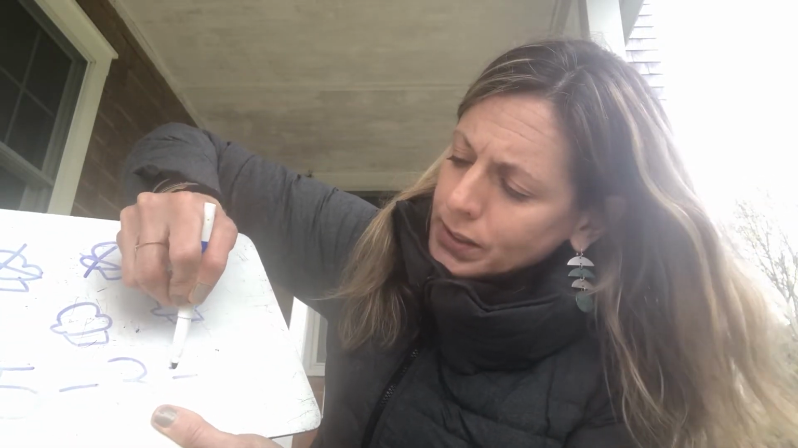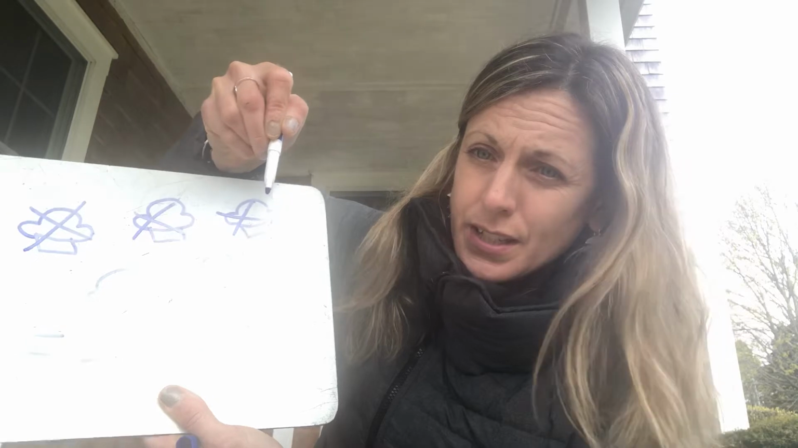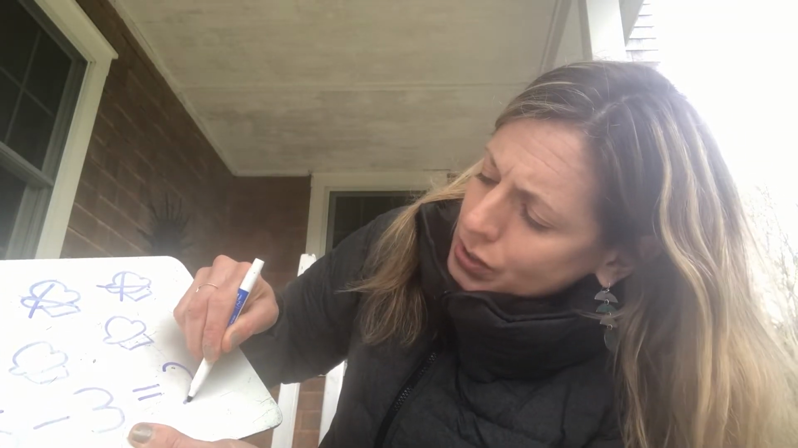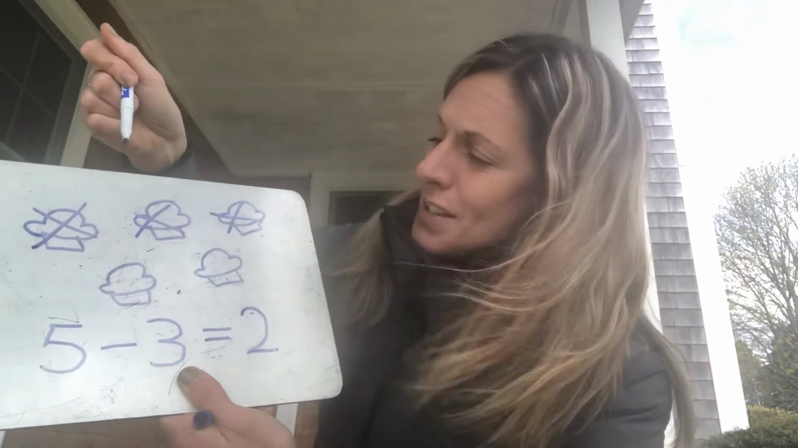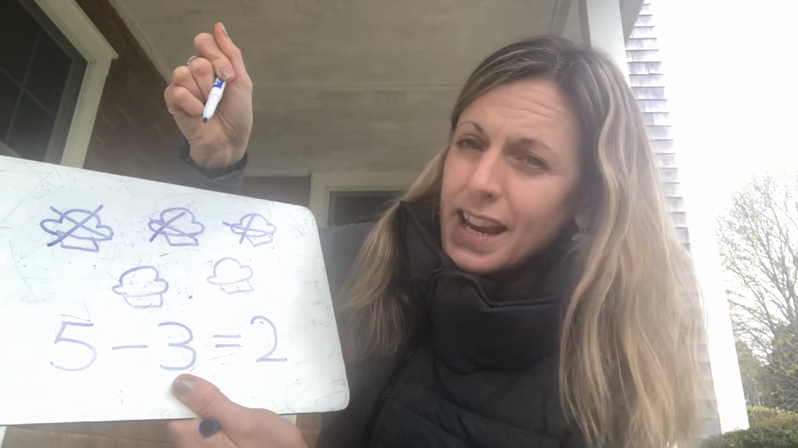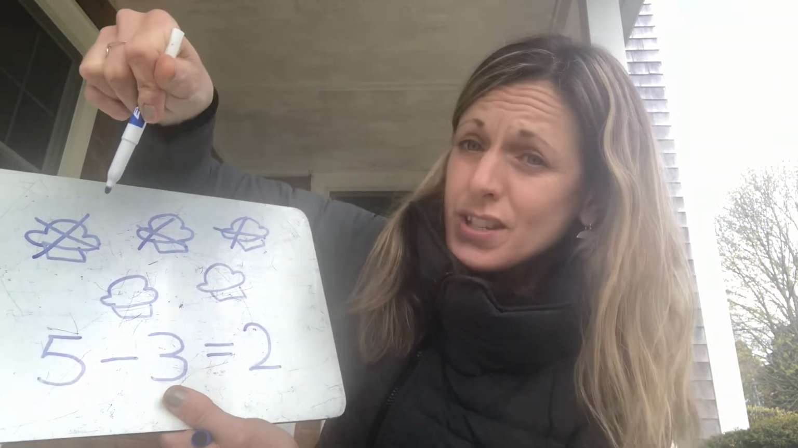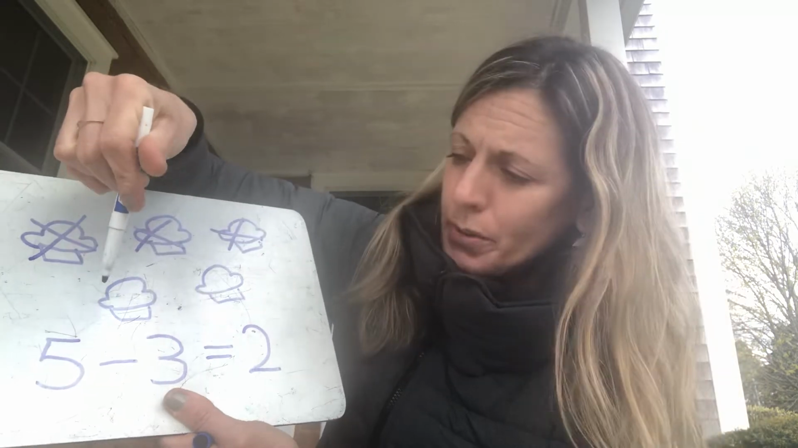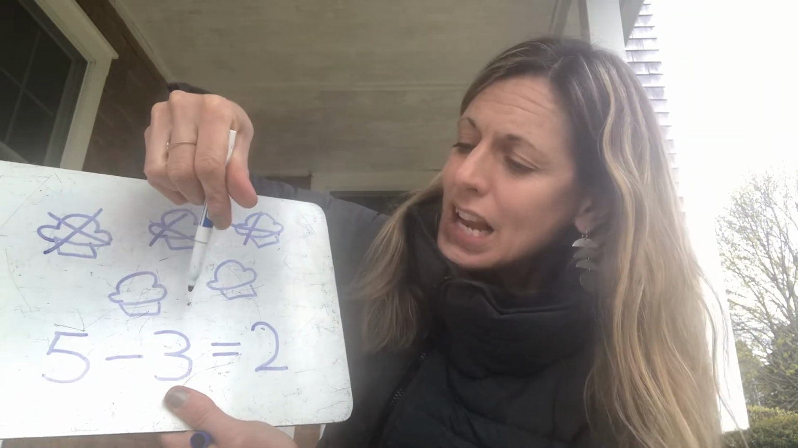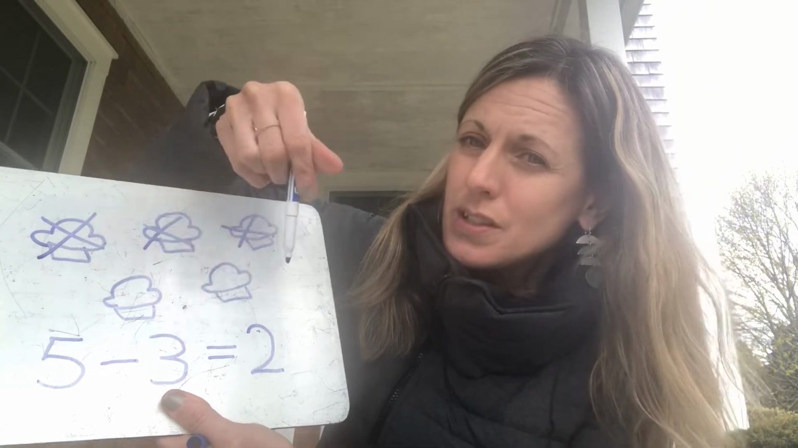So we do our equals. And how many were left, friends? 2. Around and back on a railroad track. 2, 2, 2. Nice work. So we just did a number story about muffins, and we wrote a subtraction number sentence that we would read like this. 5 minus 3 equals 2.